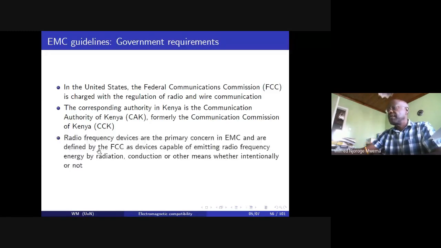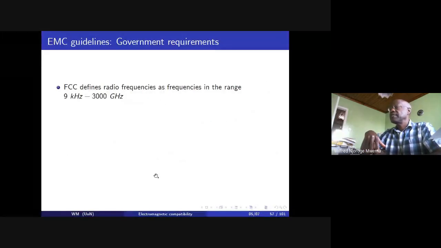Radio frequency devices are the primary concern in EMC, and are defined by the FCC as devices that are capable of emitting radio frequency energy by radiation, conduction, or any other means, whether you are doing it intentionally or not. The FCC defines radio frequencies as frequencies in the range from 9 kilohertz, that is in the long wave or medium wave ranges. We know that the medium wave is around 1.5 megahertz or something like that, up to 300 gigahertz or 3000 gigahertz, or what you'd call 3 terahertz.